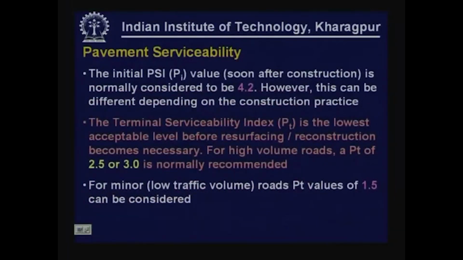The initial PSI, that is P_i, which can be estimated soon after construction, is normally considered to be about 4.2 for flexible pavements. This can be different depending on the type of material that we use and the type of construction techniques that we adopt. So, this is the initial roughness, the initial condition that we are able to attain in terms of its surface profile. With better construction equipment, obviously it would be possible to attain a higher serviceability rating, but 4.2 is a typical value that is considered in these design guidelines.